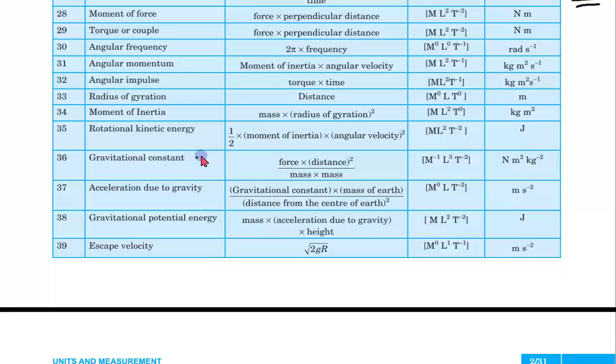So the gravitational constant. In gravitation we have this, capital G. Capital G here. This one is also important.